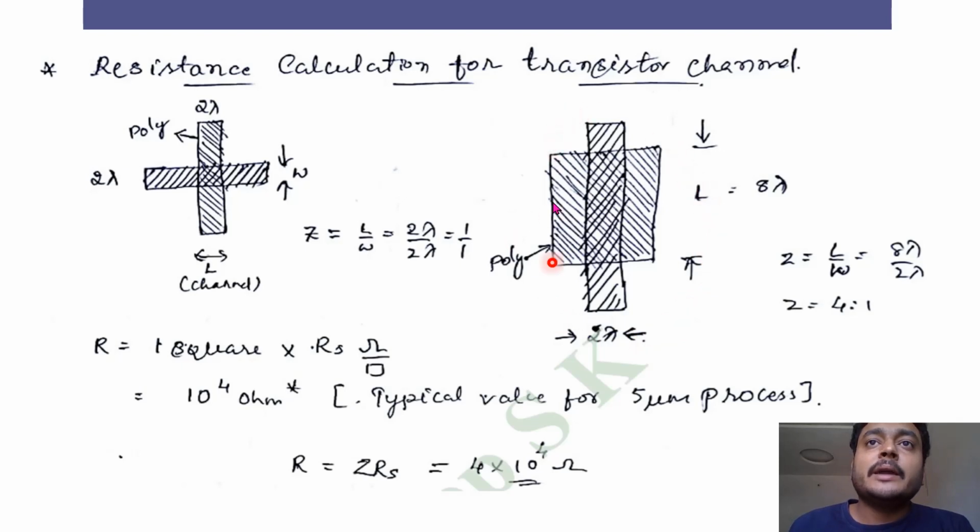For this I can go for R equal to Z times RS. So what is Z here? Z is actually 4 to 1, or you can simply take it as 4, or 4 by 1. So 4 into, what is your sheet resistance for a 5 micrometer process for an N channel transistor? It is 10 raised to 4, right? So 10 raised to 4 into 4 times, that is Z. So here, if Z is 1, it is 1 into the power of 4. Here Z is 4, so 4 into the power of 4. This is how you calculate the resistance for your transistor channel.